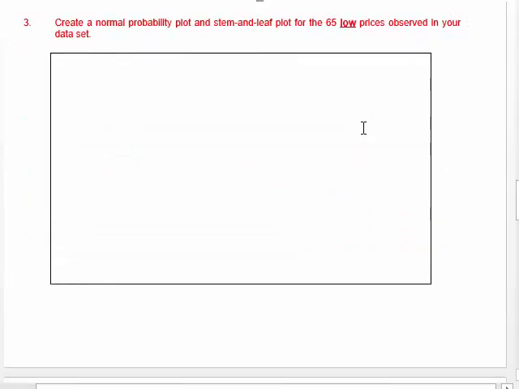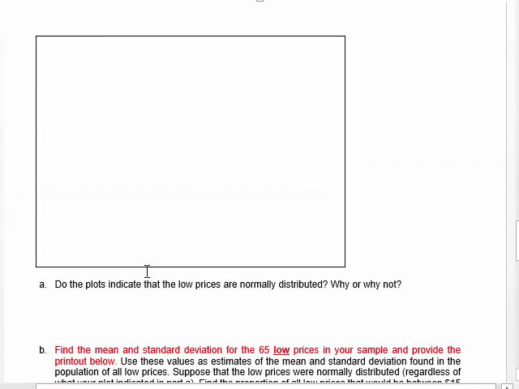Question 3, which because of when I'm filming this I know we've already covered, a normal probability plot and a stem and leaf plot, 2 of the techniques to determine whether observations are normal or not. I want you to create each, a normal probability plot and a stem and leaf plot, and then answer question A. Do the plots indicate that the low prices are normally distributed? Why or why not?